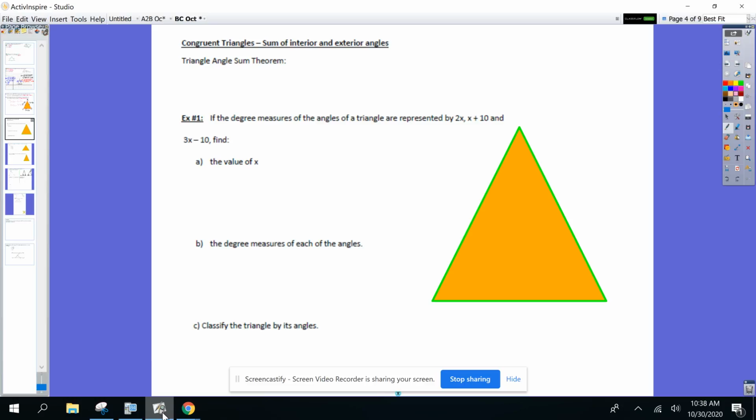True, there are 180 degrees in every triangle, and I'm going to put a fancy theorem to it. It's called the triangle angle sum theorem, which says the following: all interior angles of a triangle add to 180.